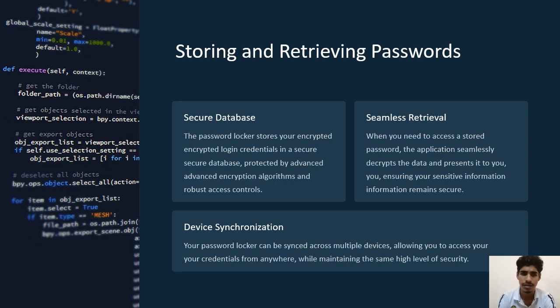Then storing and retrieving passwords: secure database, seamless retrieval, and device synchronization. The password locker stores your encrypted login credentials in a secure database protected by advanced encryption algorithms and robust access controls. Then seamless retrieval. When you need to access the stored password, the application seamlessly decrypts the data and presents it to you after you enter your password, ensuring that the sensitive information remains secure. And device synchronization. Your password locker can be synced across multiple devices, so you can add or view your credentials and logins from anywhere online on the web.